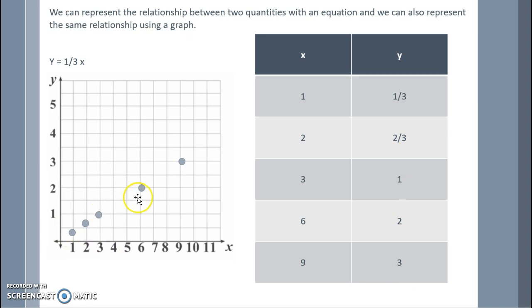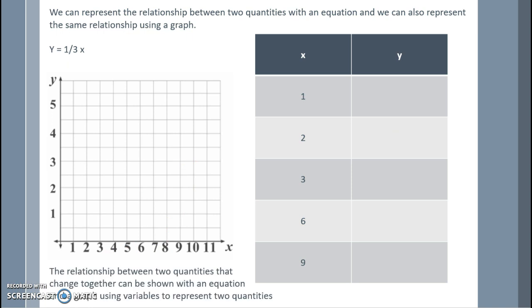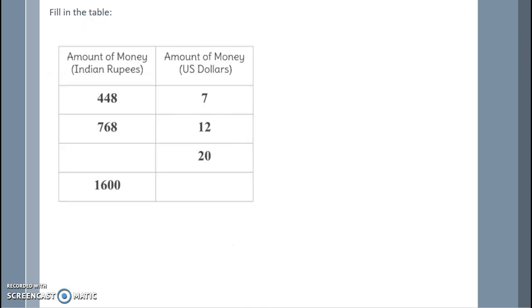Notice that everything that we have done thus far has been a nice straight line. Even though it's a little early in 6th grade, we are building relationships with linear lines. The relationship between two quantities that change together can be shown with an equation and a graph using variables to represent two quantities. Let's fill in the table.